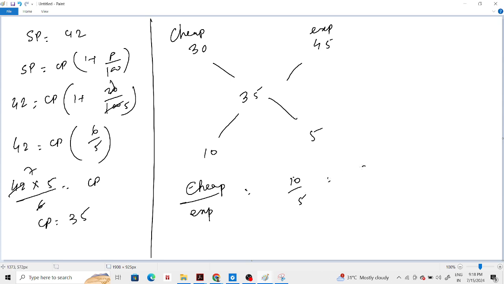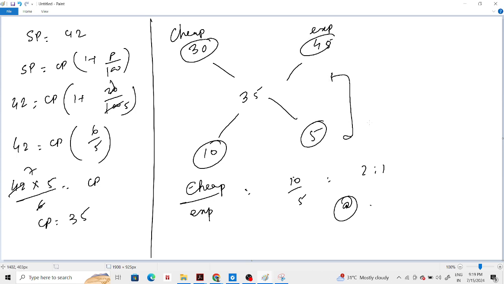1:2. 2:1. 10 by 5, right? 2:1. Option A. Sir, we will not see this 10 and 5. We will see 30 and 45. No, we will say 10 and 5, otherwise why did we do this? 30 and 45 was already there, then what was the use of doing this? So we will see 10 and 5. What you get after subtraction, that you should see.